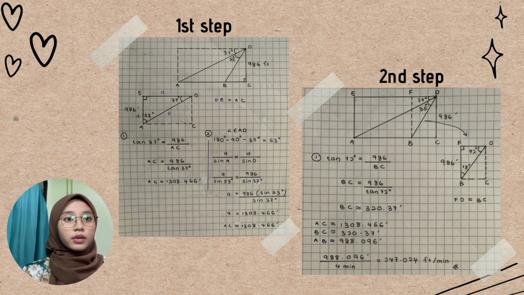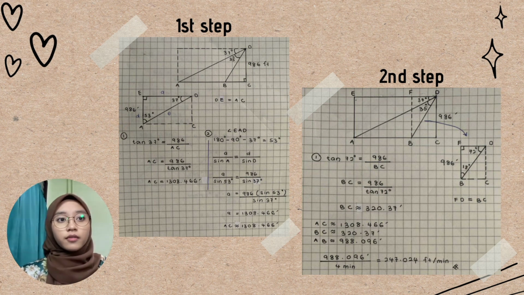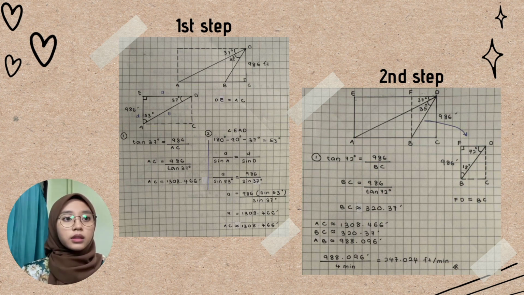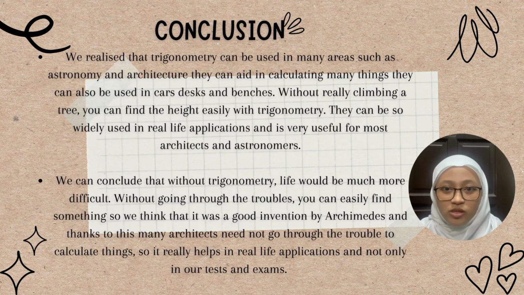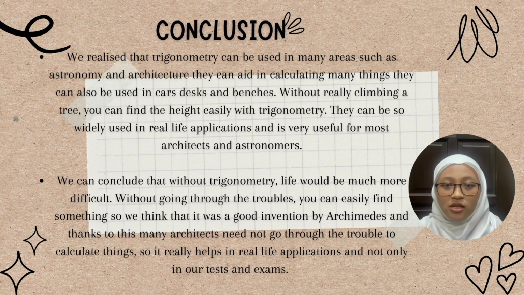So then we already know the length of AC and BC. So we can get the length of AB is approximately equal to 988.069 feet. The question asks to find the average speed to the nearest foot per minute. So that's why we need to find AB. Then AB divided by 4 minutes and you will get the final answer, which is 247.024 feet per minute.